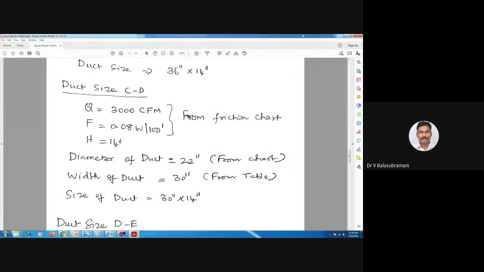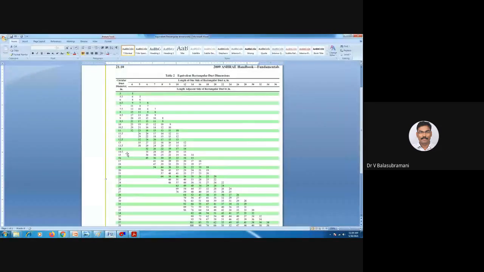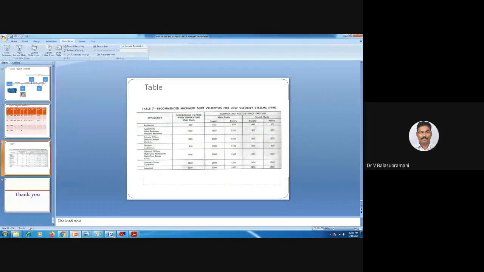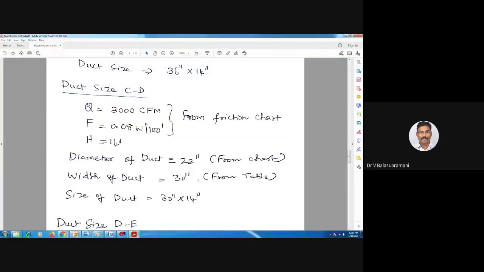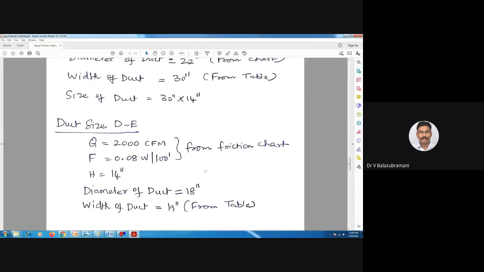24. 36. Sorry, 22. So you remember the correct value: for a 22 by 14, this is a 30 cross 14. The aspect ratio should be within 4. For a higher value, you have to check it, 3.14, then the aspect ratio correspondingly reduces.